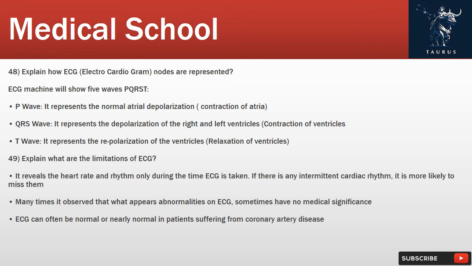49. Explain what are the limitations of ECG. It reveals the heart rate and rhythm only during the time the ECG is taken. If there is any intermittent cardiac rhythm, it is more likely to miss them. Many times it is observed that what appear as abnormalities on ECG sometimes have no medical significance. ECG can often be normal or nearly normal in patients suffering from coronary artery disease.